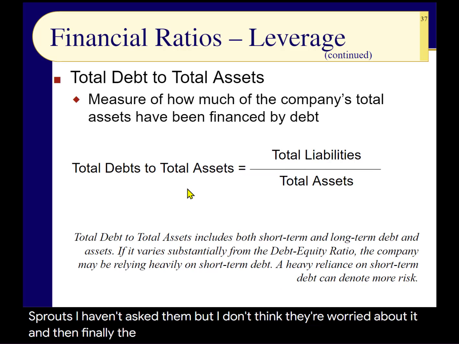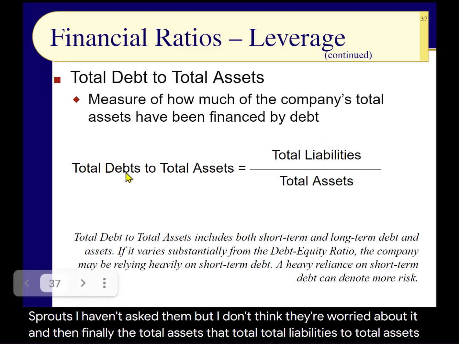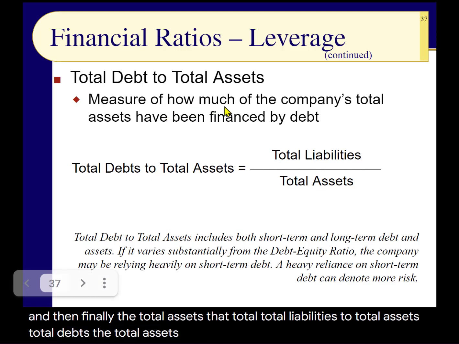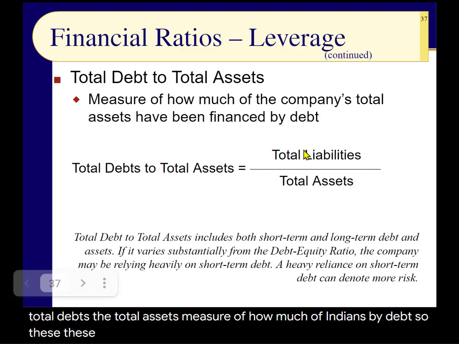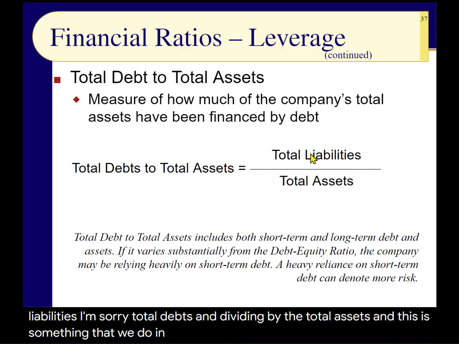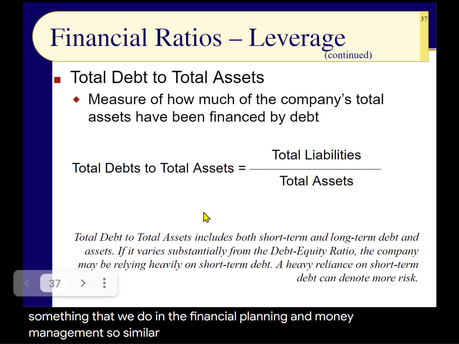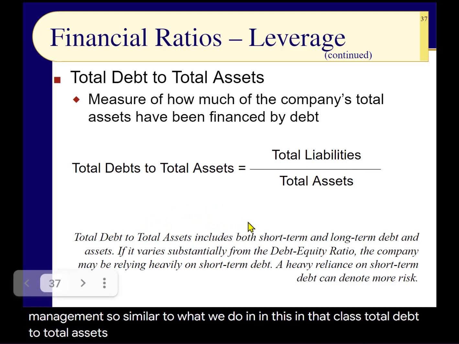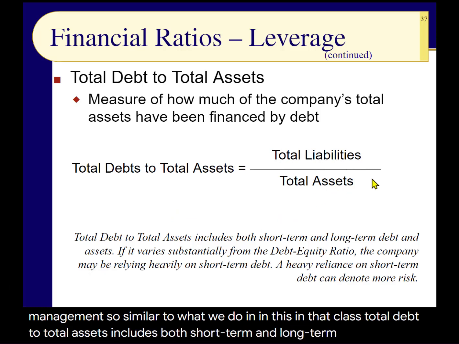And then finally, the total debt to total assets, a measure of how much of a company's total assets have been financed by debt. So this takes the total liabilities, total debts, and divides them by the total assets. And this is something that we do in financial planning and money management, similar to what we do in that class. Total debt to total assets includes both short-term and long-term debt and assets.